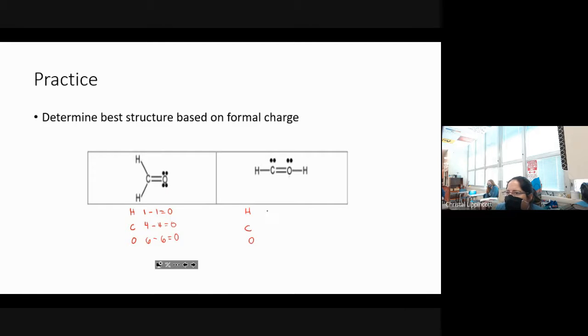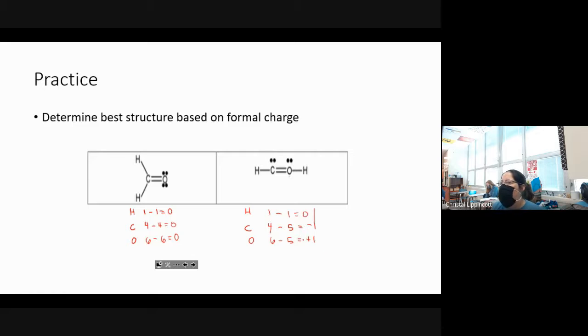All right, over here, hydrogen, carbon, oxygen, we've already established those. Hydrogen should have 1, it's sitting at 0. Carbon should have 4, it has 1, 2, 3, 4, 5. So it is at a -1. I'm leaving that. Oxygen should have 6. It has 1, 2, 3, 4, 5. So it is a +1.